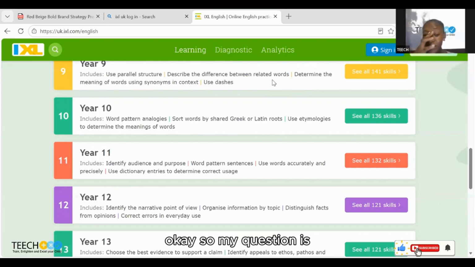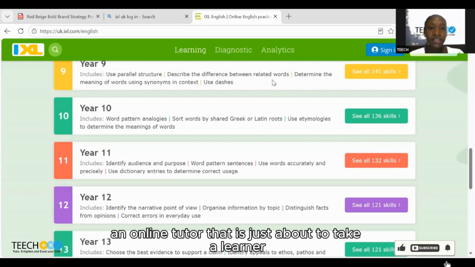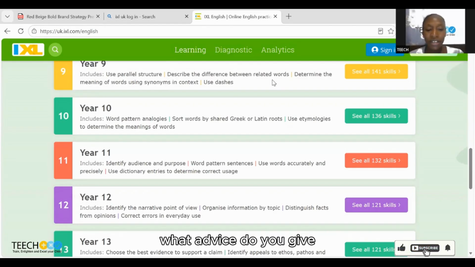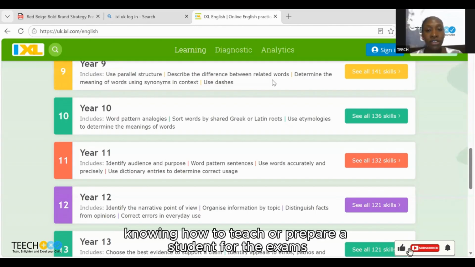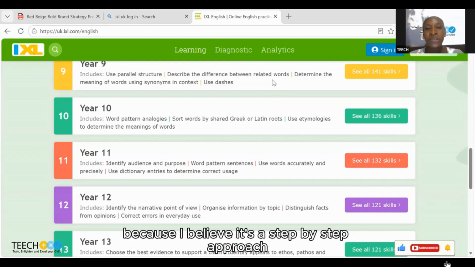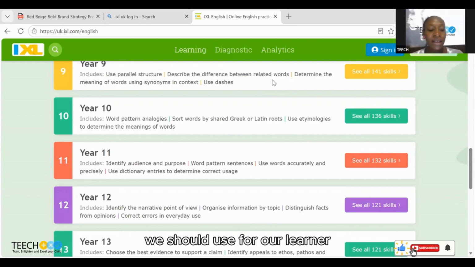Okay, so my question is, what advice can you give an online tutor that is just about to go into online teaching and take a student for GCSE English? What advice will you give them as a first timer? And in terms of knowing how to teach or prepare a student for the exams, what areas do you think they should start with? Because I believe it's a step-by-step approach we should use for our learner.